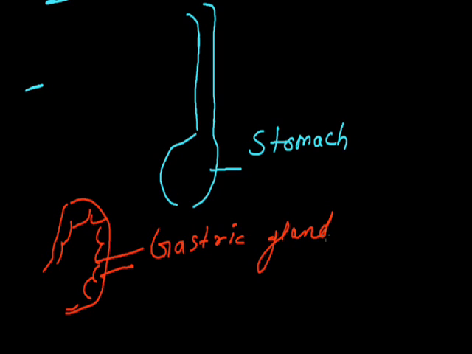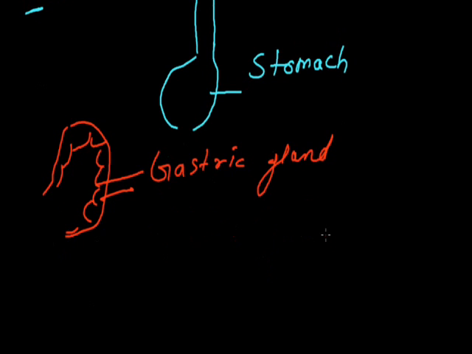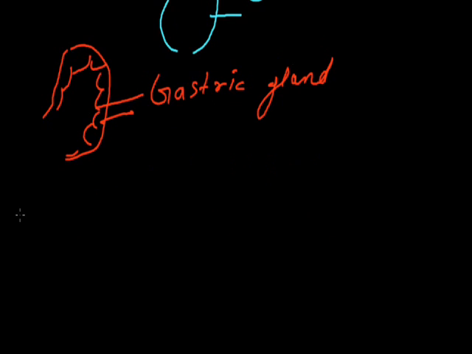If I talk about the working of the gastric gland, we can simply say that the gastric gland is present inside the stomach. Whenever food enters the stomach, it will be digested with the help of the gastric gland. Now let's talk about the enzymes of the gastric gland, and the composition of gastric juice.